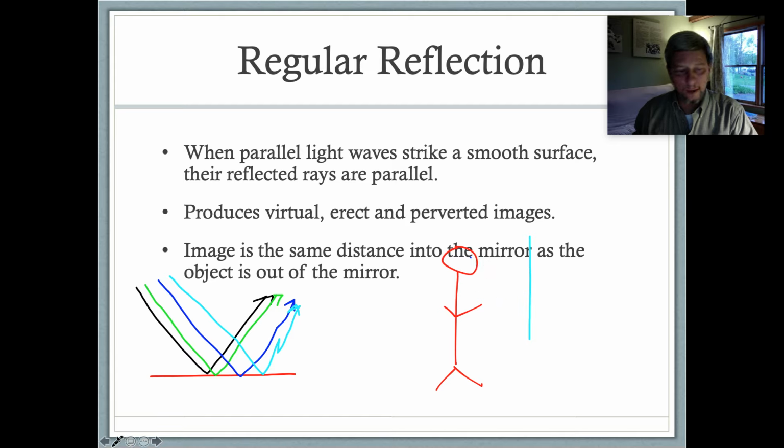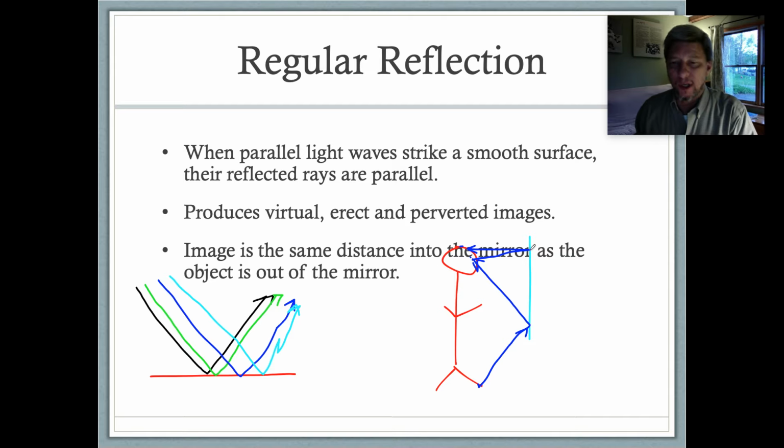Let's try that again. And so the ray of light is going to be reflecting this way. And so it comes off of your toes and reaches your eyes, okay? And of course, a ray of light also would go from your eyes to the top of your head. And so you can see your whole body in that image.